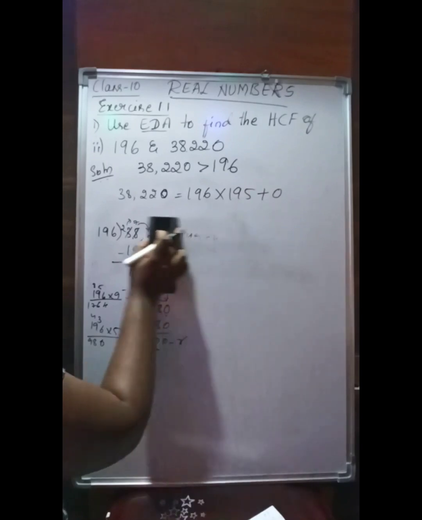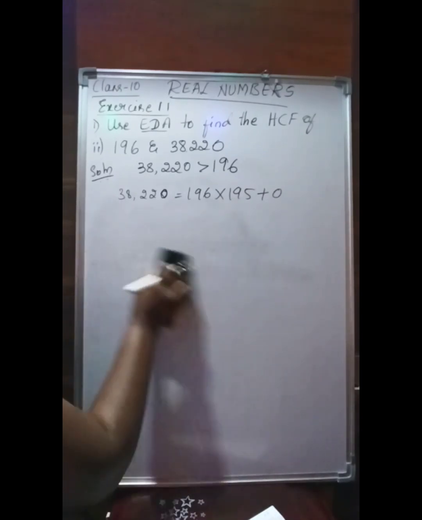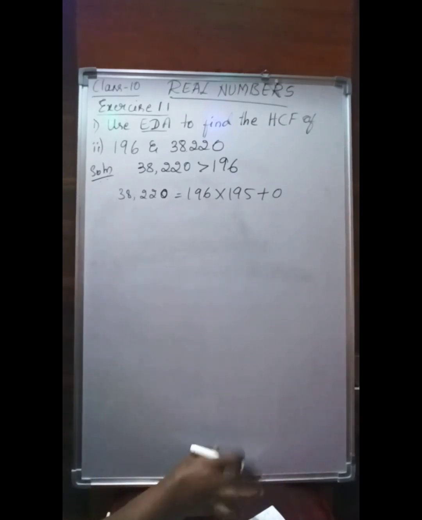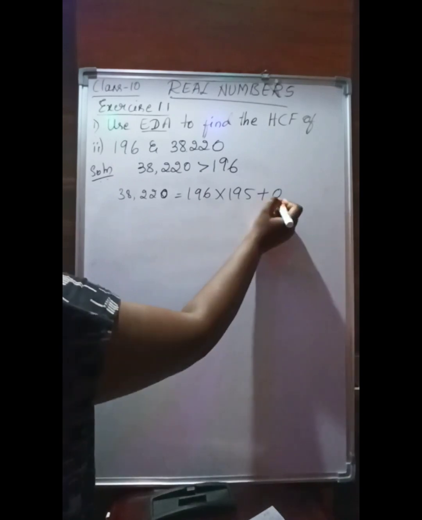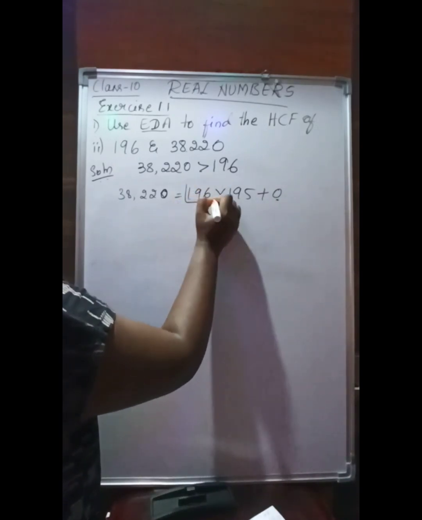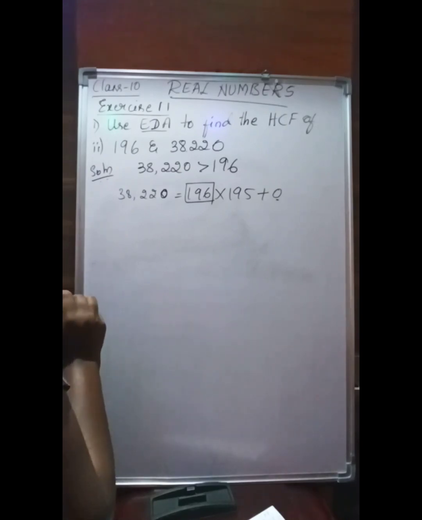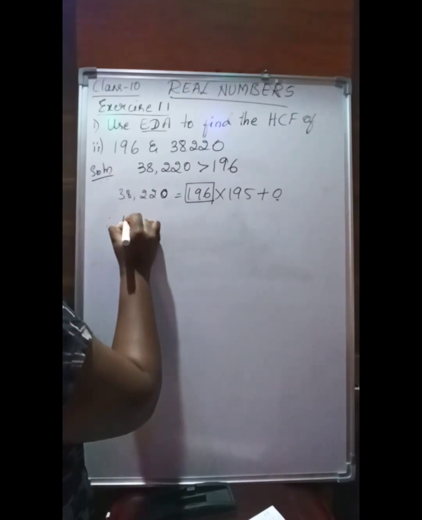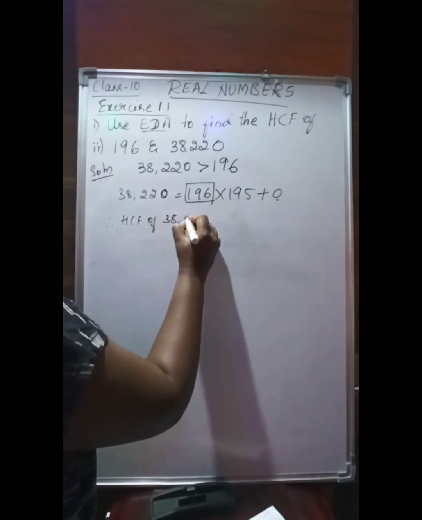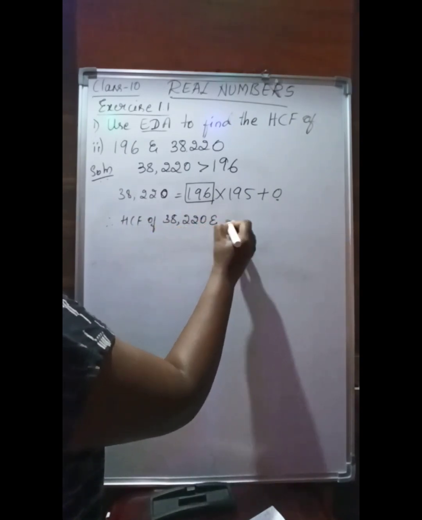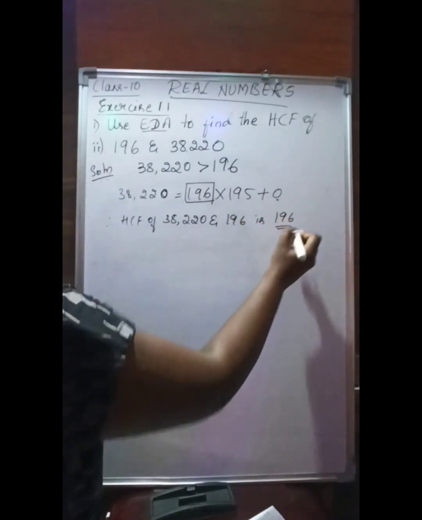This is how you can solve the given problem if it has more digits, like 5, 6, 7 digits. In this step only you got 0, right? So this 196 is itself the HCF of the given two numbers. Therefore the HCF of 38,220 and 196 is 196.